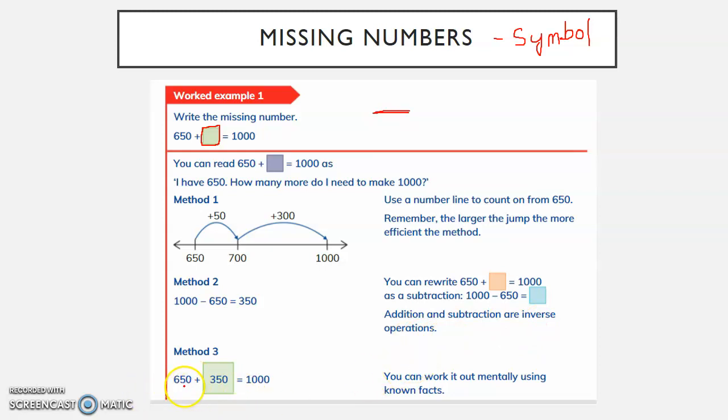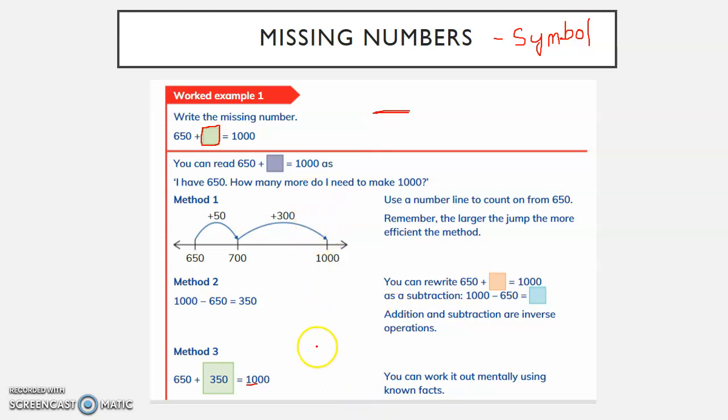Then another method is you can work it out mentally. Here a 0 must come, so here it is 0. 0 plus 0 is 0. Then the next number is 0. What added to 5 gives 0? 5 added gives 0. 5 plus 5 is 10, with 1 carried forward. 6 plus 1 is 7. Then what should we get? 10. 7 plus 3 is 10. So 350. So to find the missing numbers, you can use any of the methods.